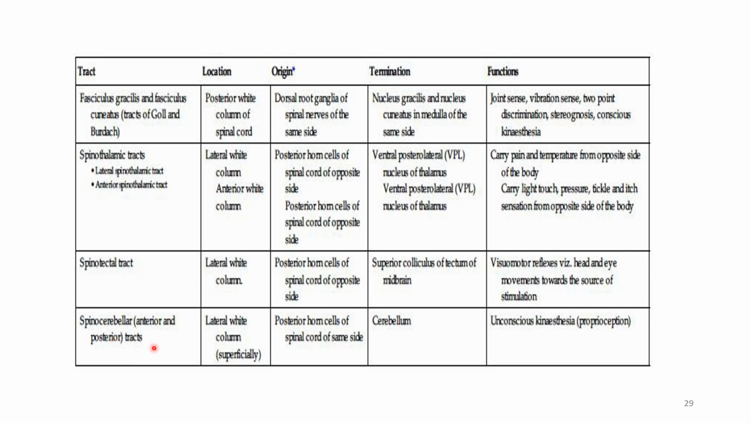Then come the spinocerebellar tracts, anterior and posterior mainly. They are located in the lateral white column and they are from the posterior horn cells of the spinal cord of the same side. They will be terminating in the cerebellum. They will carry unconscious kinesthesia, that is unconscious proprioception.